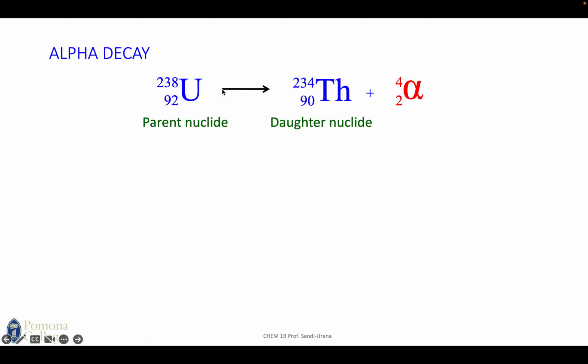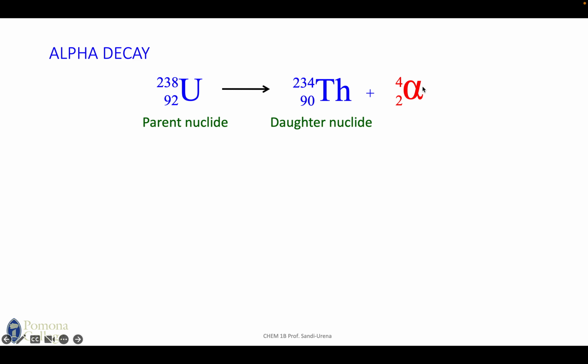Why is that? Because we look at the changes in atomic mass and atomic number. We see that the atomic number went from 92 to 90, so this particle must have taken those 2 units in atomic number. Atomic mass went from 238 to 234, so this particle that was emitted must have taken those 4 units in atomic mass. So we have 2 protons, 2 neutrons. That corresponds to a helium nucleus, and that is what we call an alpha particle.